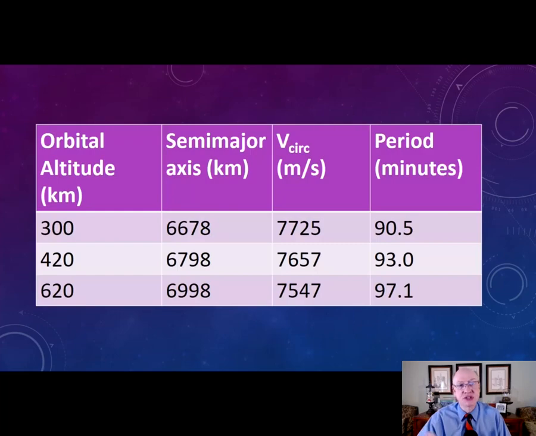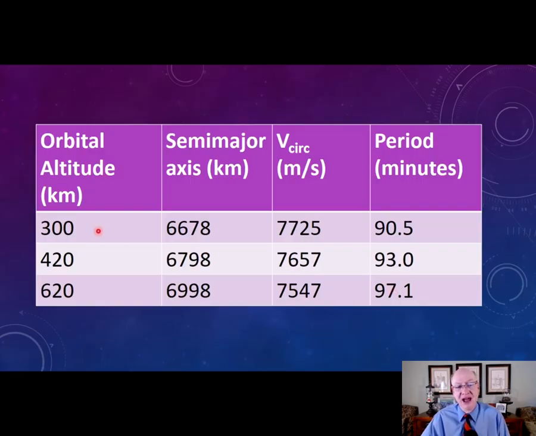This table shows us these two satellites, Alpha here with an altitude of 300 kilometers, Beta with an altitude of 420, and then I've just thrown in a separate satellite here with an altitude of 620 kilometers to show you. Here's their semi-major axis, but here's the columns that are most important, their circular velocity and their period.